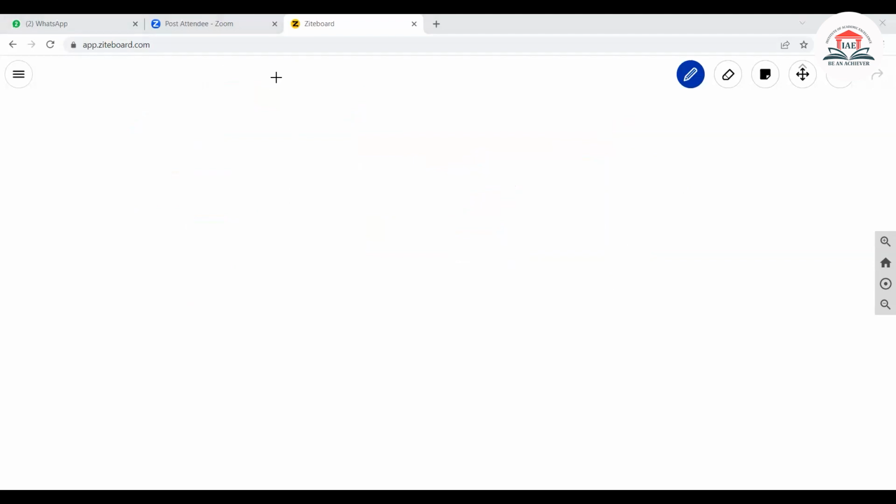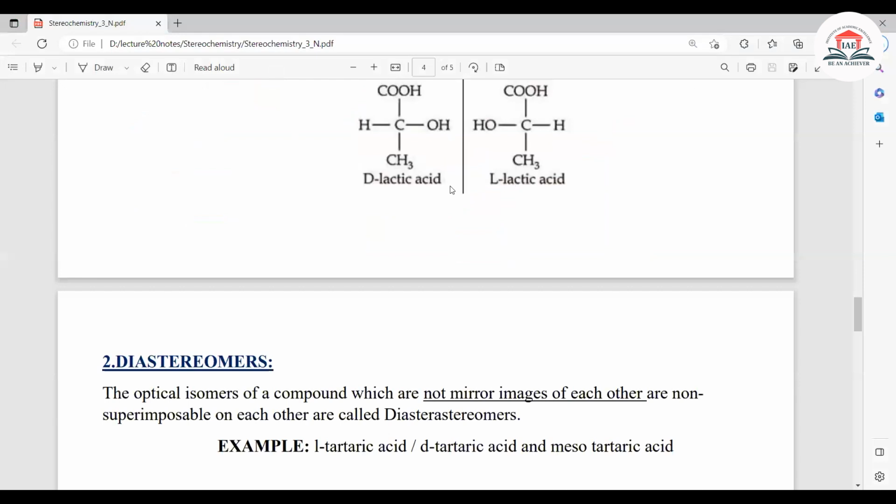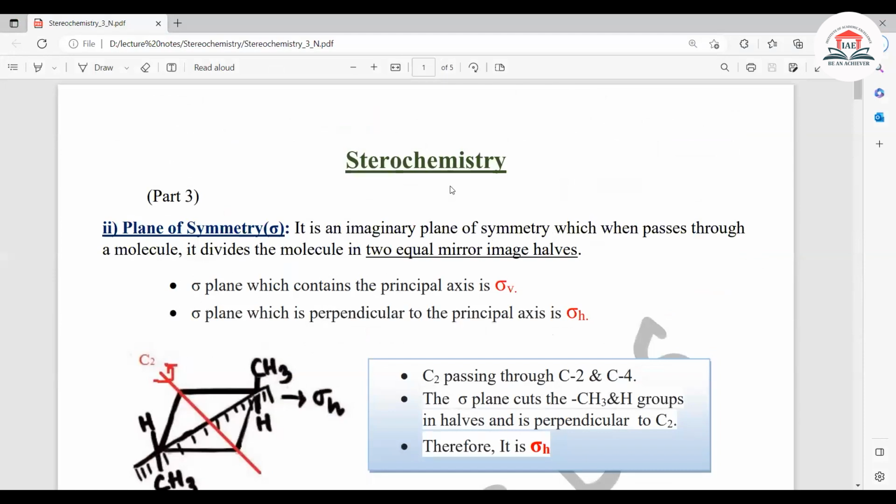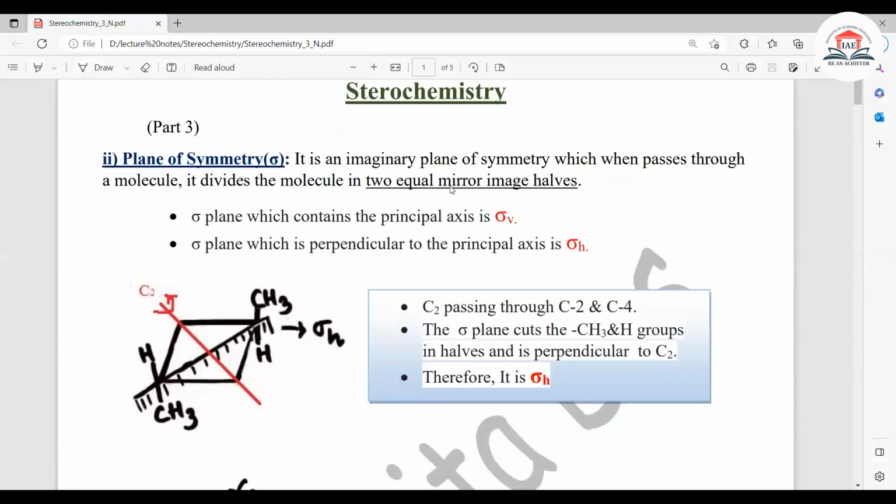Okay. Now I'll go back to the note. Yes. So you can see the class note now, right? So yeah, as I was saying, if you were not in the last class, I had discussed the symmetry elements. So there is a plane of symmetry.